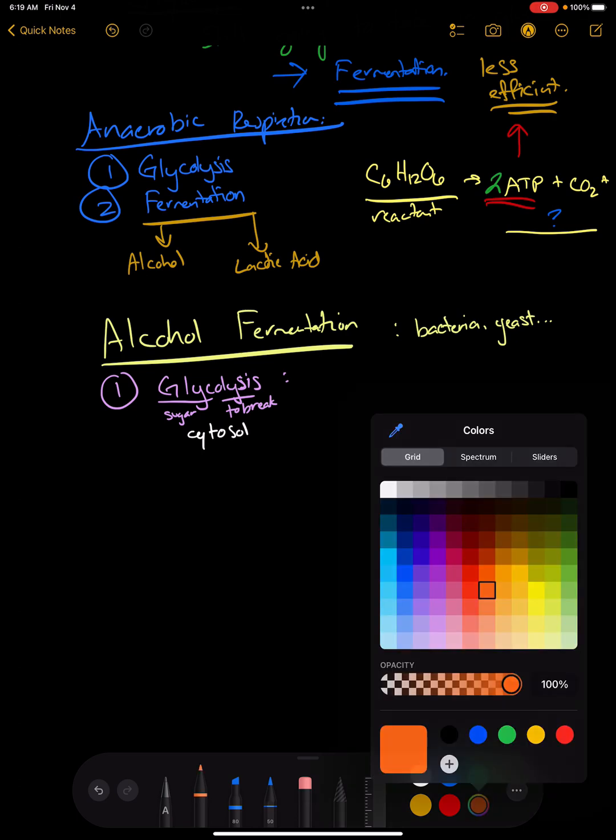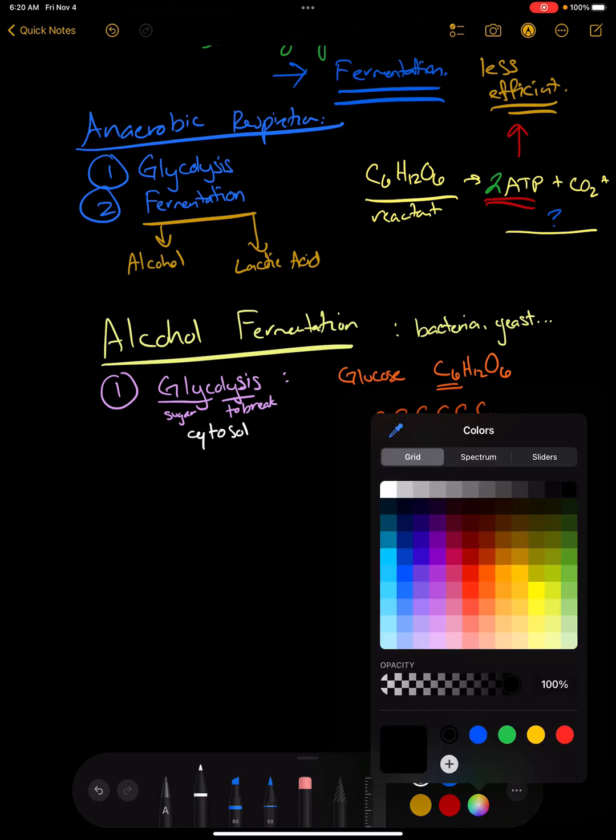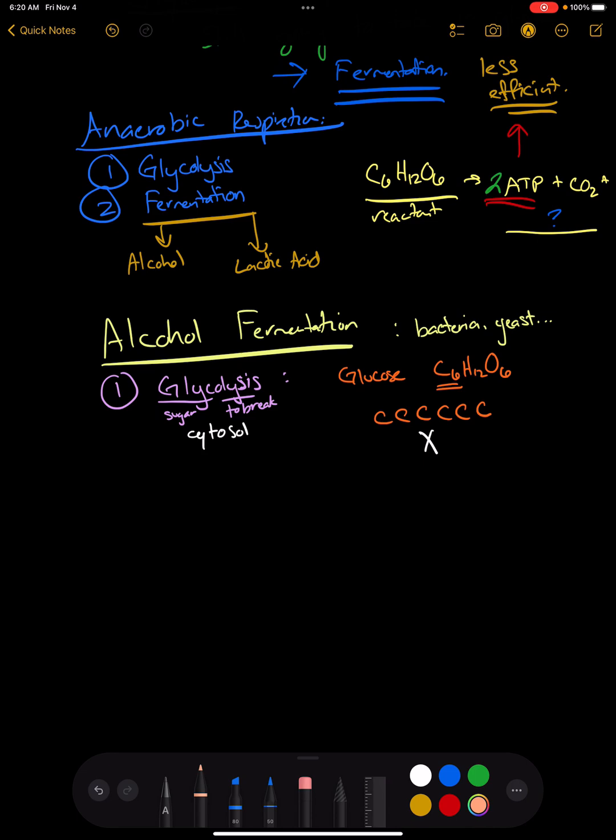And so what I'm going to do is I'm going to take my glucose. So here's my glucose. And remember, this glucose is C6H12O6. I'm just going to concentrate on the C's because, you know, organic chem. So 1, 2, 3, 4, 5, 6. And then what do I do if I want to get energy out of this sucker? I'm going to break it apart. And when I break it apart, I get 2 3-carbon molecules.